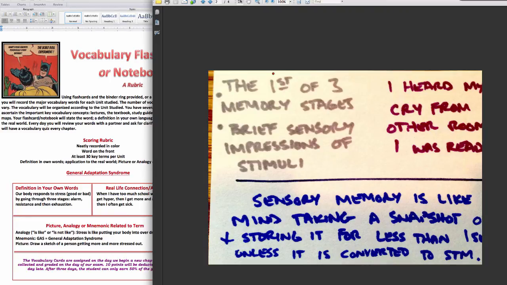So in the top left-hand corner, just like before, the first of three memory stages, and it's a brief sensory impression of stimuli. So you've got to understand what stimuli is too, but it's the first of three memory stages. So this tells me that I'm talking about stages here. I've got three of them, and it's a brief sensory impression. What this side says is my personal application that I made: I heard my baby cry from the other room while I was reading.